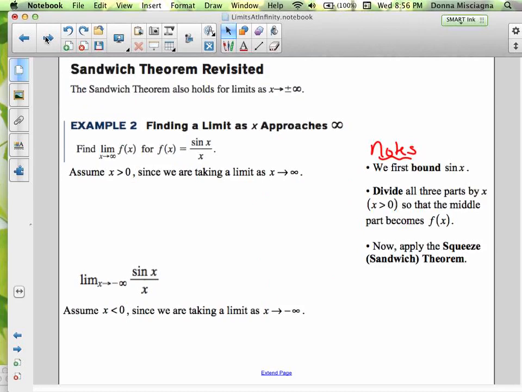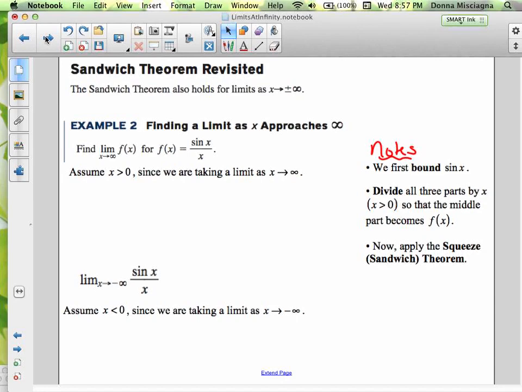All right, so the sandwich theorem we visited. The sandwich theorem also holds for limits as x approaches positive and negative infinity. And it works very nicely with sine and cosine, because of the fact that it oscillates between -1 and 1. It doesn't go beyond those points. So if you multiply something by sine, you're going to either keep it the same or make it smaller.